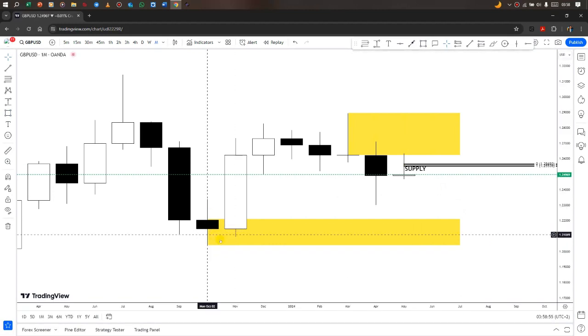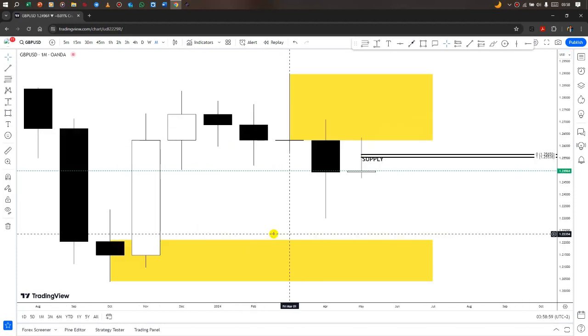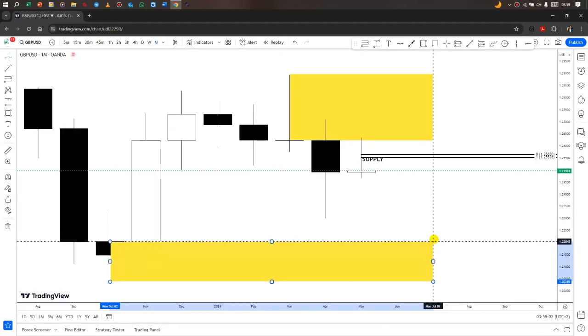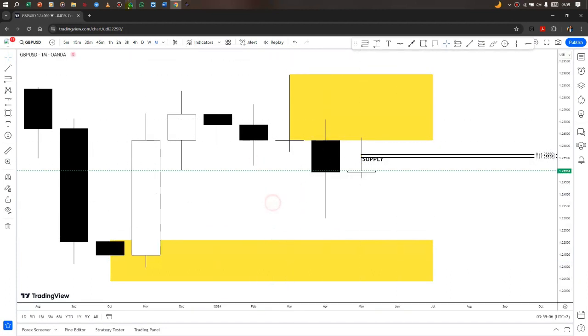Okay, that's when we can see that GBPUSD, we anticipate it to be bullish, but for now we are bearish due to the fact that price is rejecting from this monthly supply zone here.